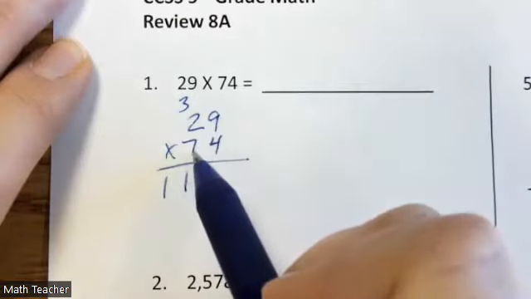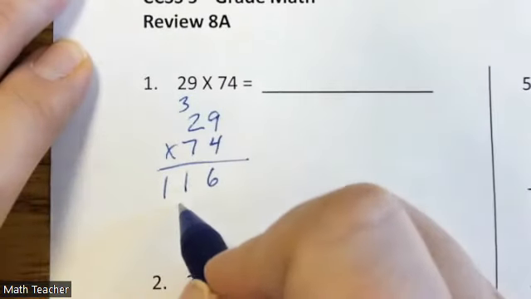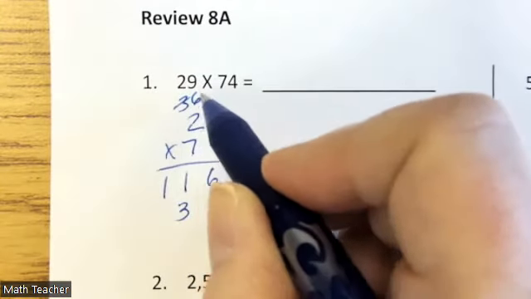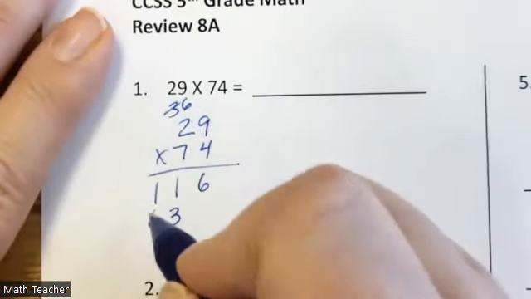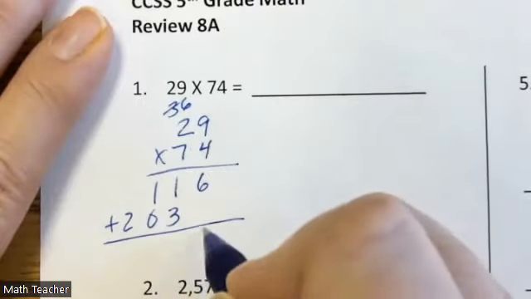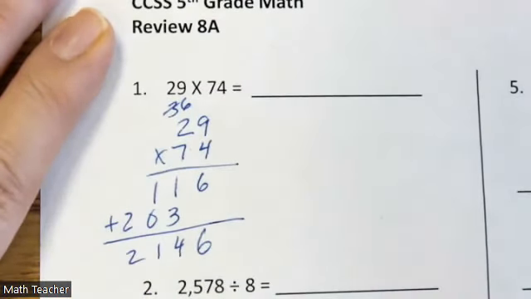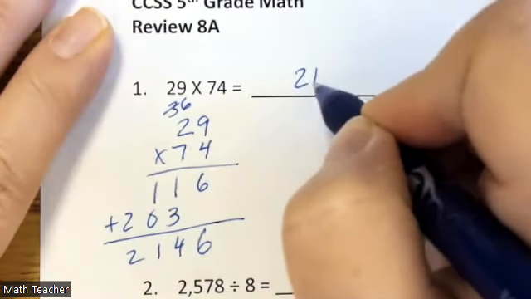Then we move over to the 7. 7 times 9 is 63. Write the 3, carry the 6. 7 times 2 is 14, plus the 6 we carried is 20. And then we add these two lines together. We get 6, 4, 1, and 2. So 2,146.